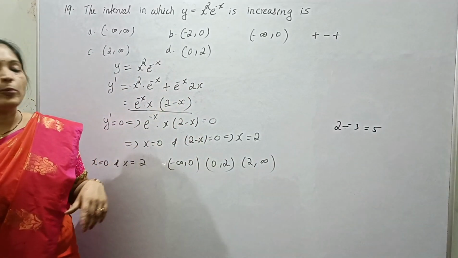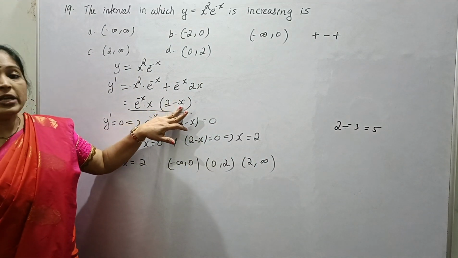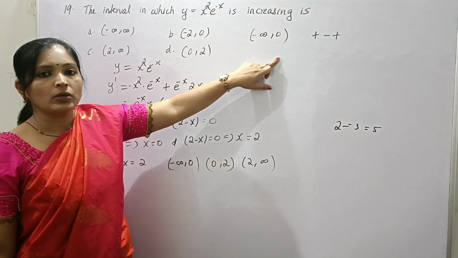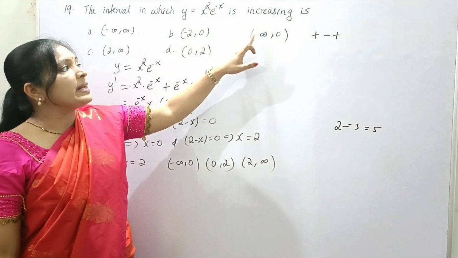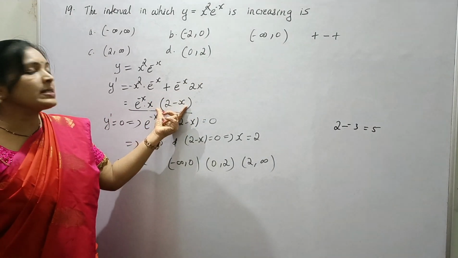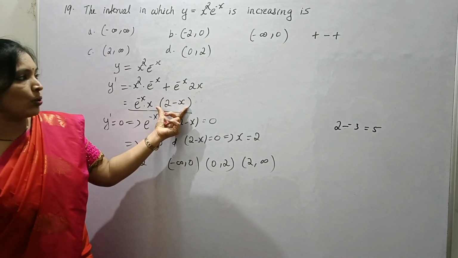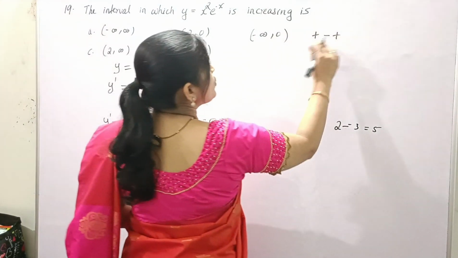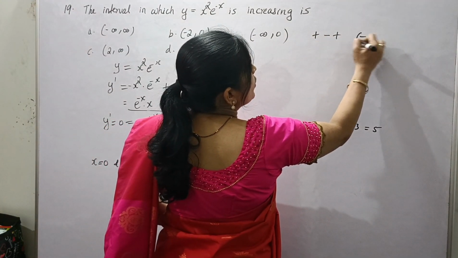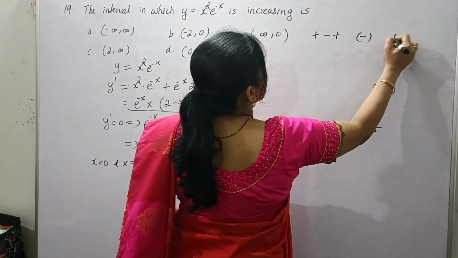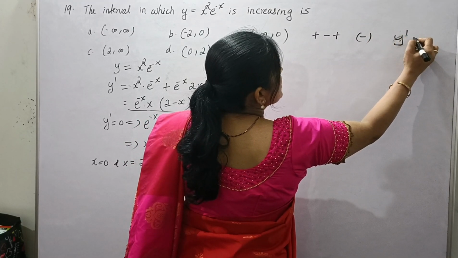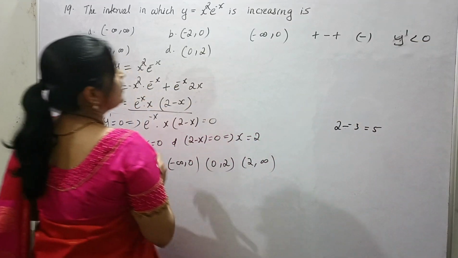2 minus x will be positive, because for any value between minus infinity and 0 substituted for x, this 2 minus x term is greater than 0, right? So that is positive. So plus into minus, minus into plus, minus. So in total it is minus, meaning f dash of x, or y dash, is less than 0.